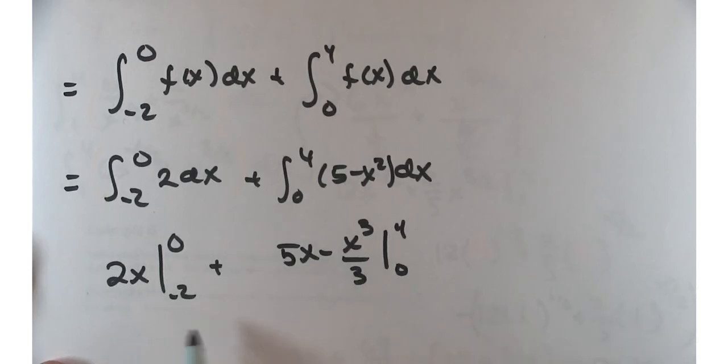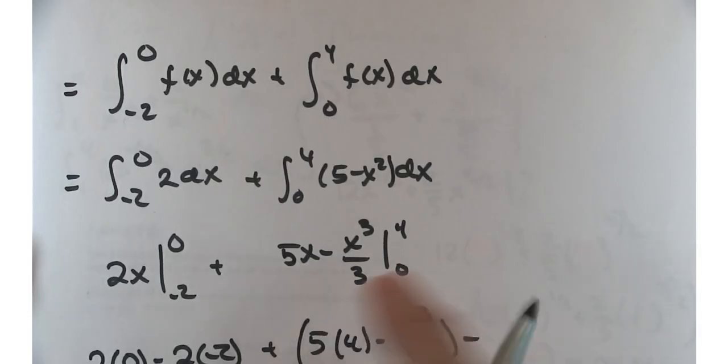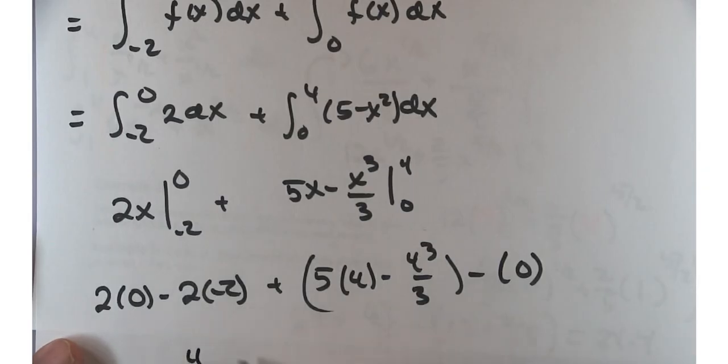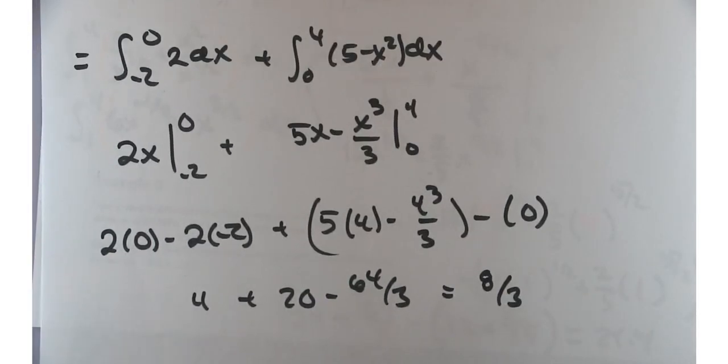This one predictably is just going to give you an area. It's going to be 2 times 0 minus 2 times negative 2. Over here we're going to get 5 times 4 minus 4 cubed over 3, minus what happens at the lower limit, which is just going to be 0. So we get 4 plus 20 minus 64 over 3. And I think that's going to be 8/3. Kate has given me the thumbs up, so we'll go with that.